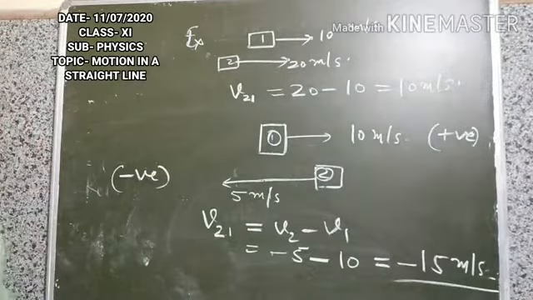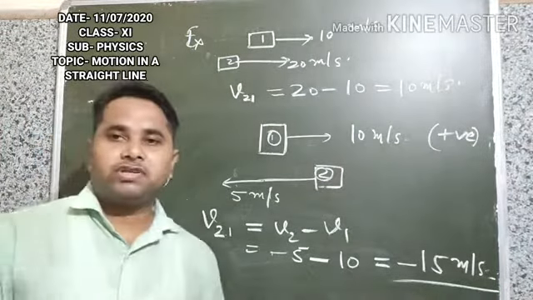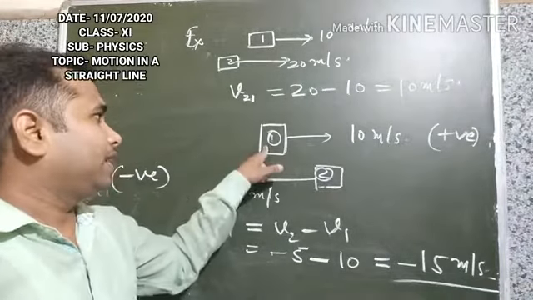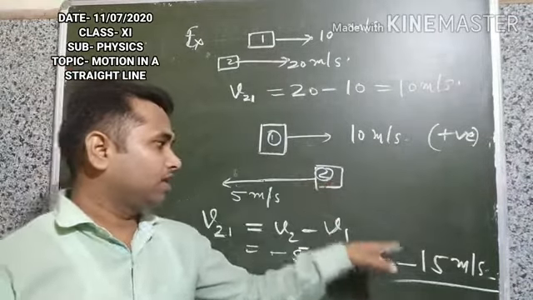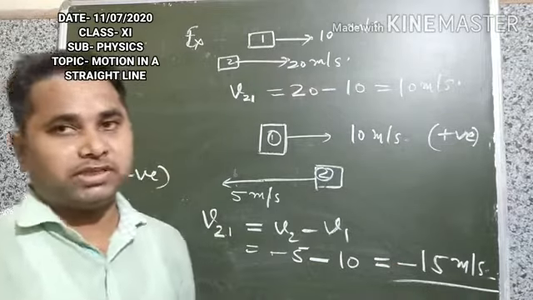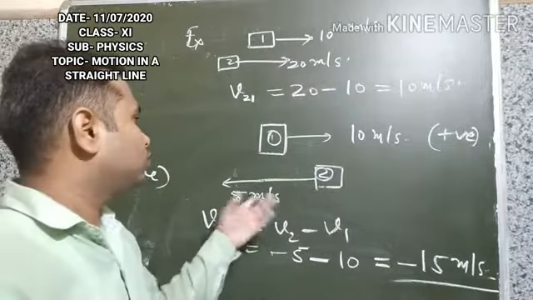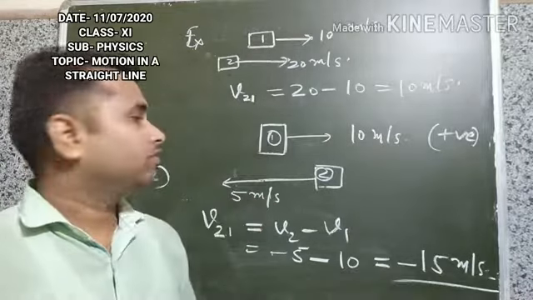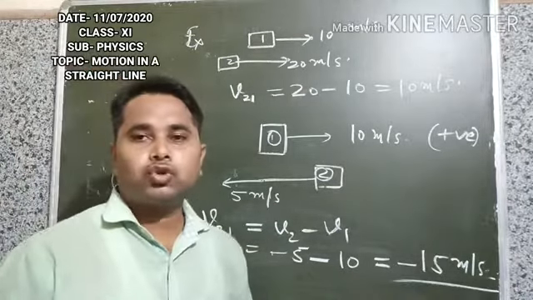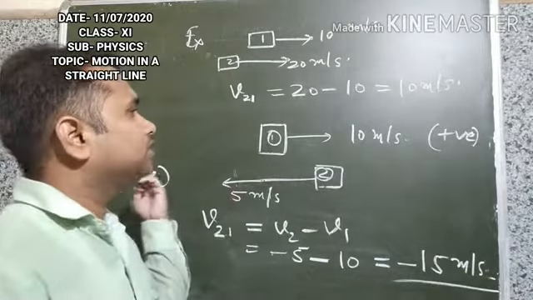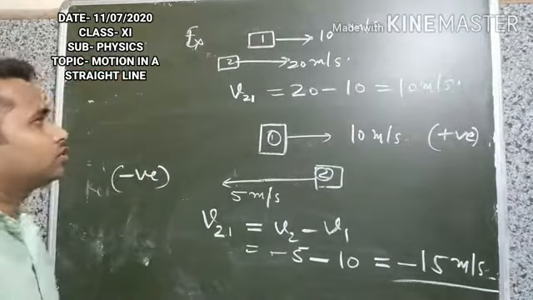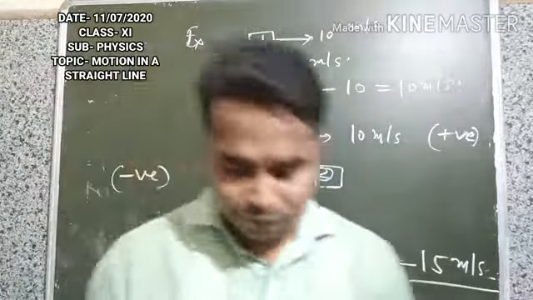So see here, minus 15 meter per second is the relative velocity of second with respect to 1. It means if you observe the second from the first, it will appear to move at 15 meter per second. That is much more than the actual speed of the second. And the negative sign shows it is moving towards the opposite direction of the first. So this is the effect of relative velocity.